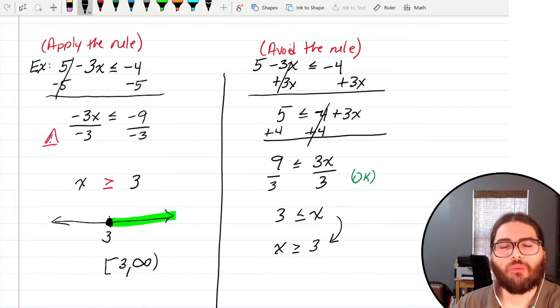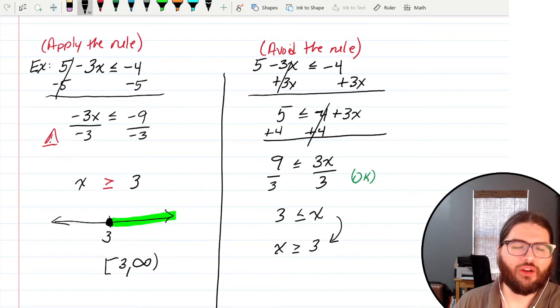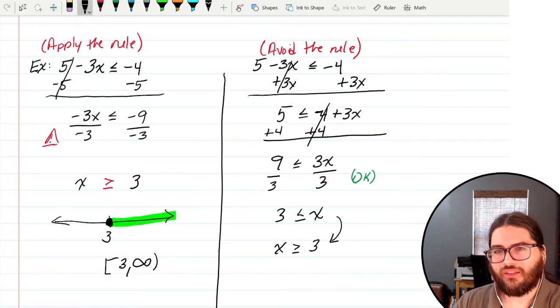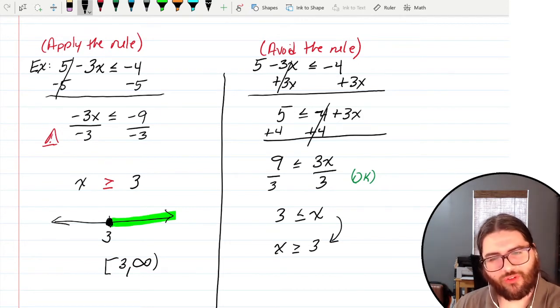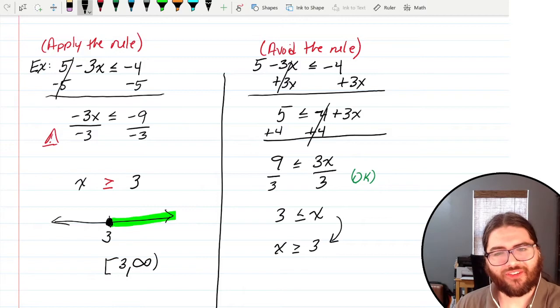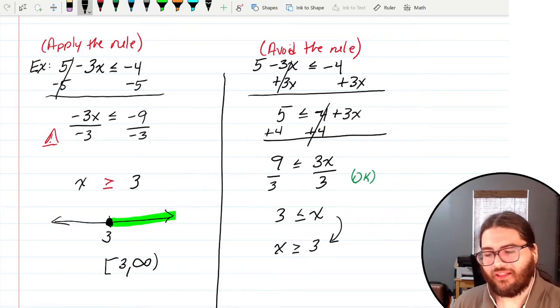I think they are both exactly the same. Students will tell me all the time, well, professor, it's just easier if I avoid the rule because I'll never remember when to apply the rule. I always mess up my inequality. But then you still have to learn the rule because you have to know what to avoid. And so either way, it's six of one, half dozen of the other. It gets you to the same result. And so whichever method works for you, go for it.